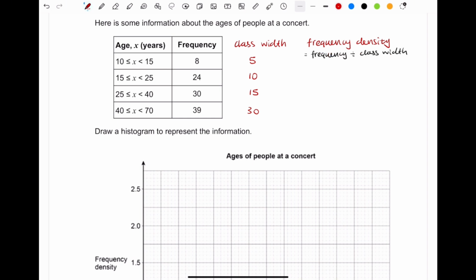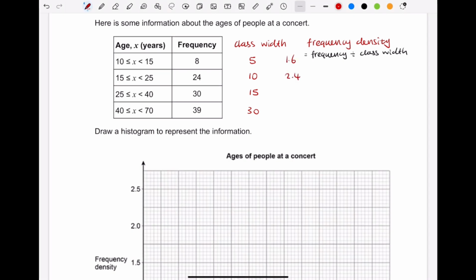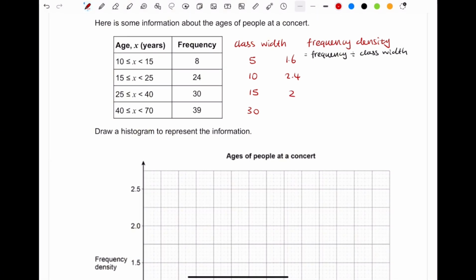So in this case, 8 divided by 5 is 1.6. 24 divided by 10 is 2.4. 30 divided by 15 is 2. 39 divided by 30 is 1.3.